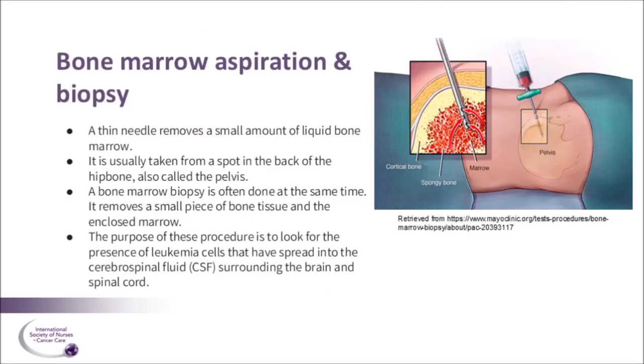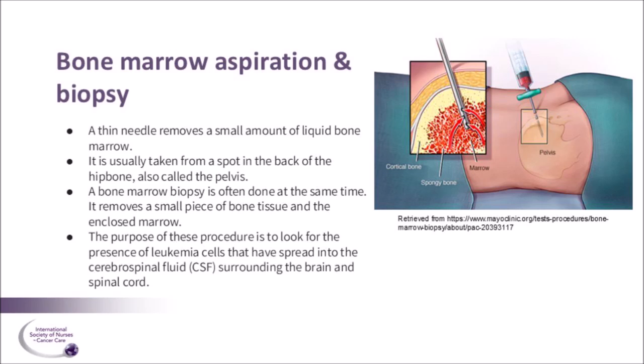Bone marrow aspiration and biopsy uses a thin needle to remove a small amount of liquid bone marrow, usually from the back of the hip bone called the pelvis. A bone marrow biopsy is often done at the same time. It removes a small piece of bone tissue and the enclosed marrow. This procedure helps in detecting leukemia cells and examining the bone tissue and marrow.